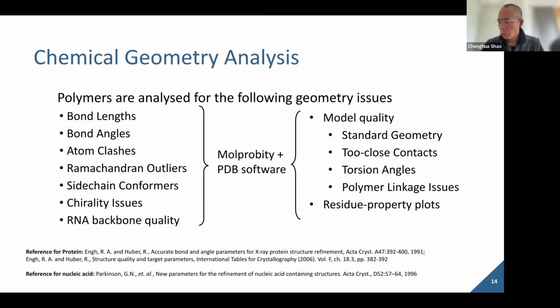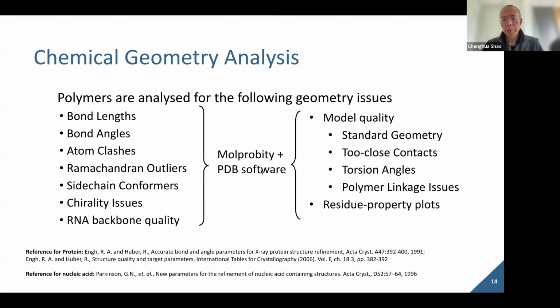PDB structures are macromolecular structures, and macromolecules are polymers of proteins or nucleic acids. These polymers' chemical structures are examined by various metrics such as bond lengths, bond angles, the three primary indicators we just indicated, and chiralities. For RNA, the backbone quality is also examined. The assessment refers to the established reference for protein and nucleic acid, and it is carried out by MolProbity and some PDB software.